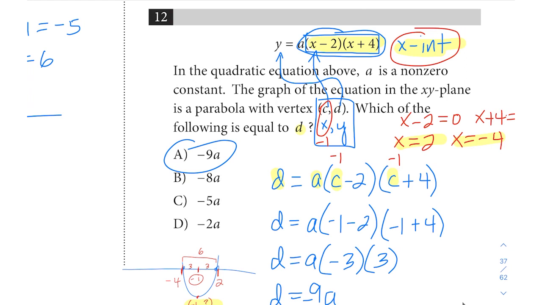Up next, we'll handle the most difficult three questions, questions 13, 14, and 15.